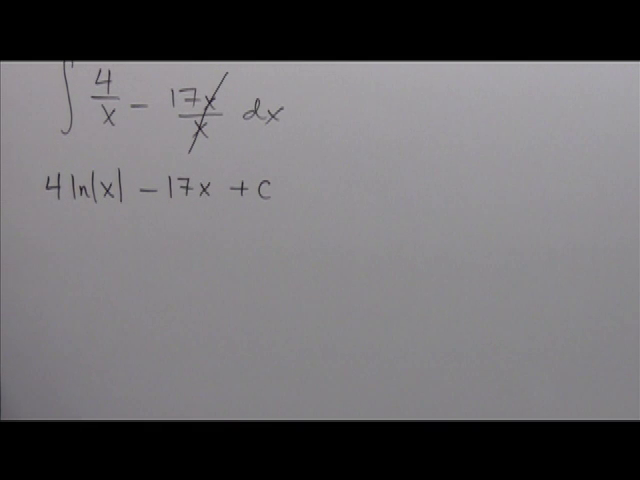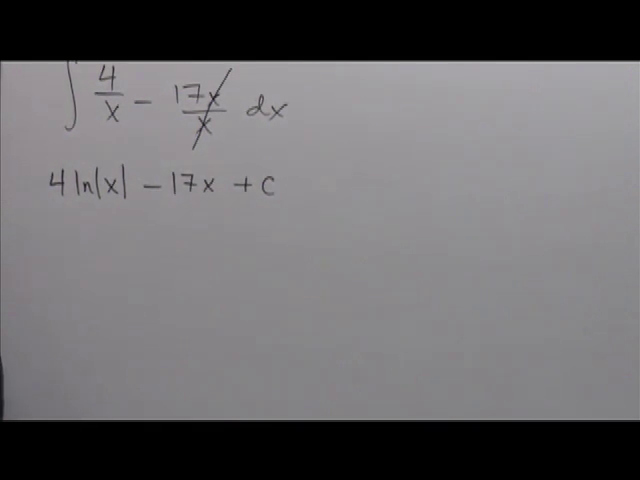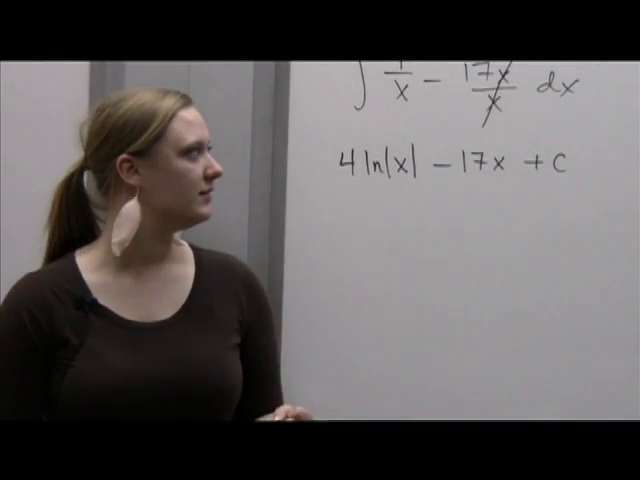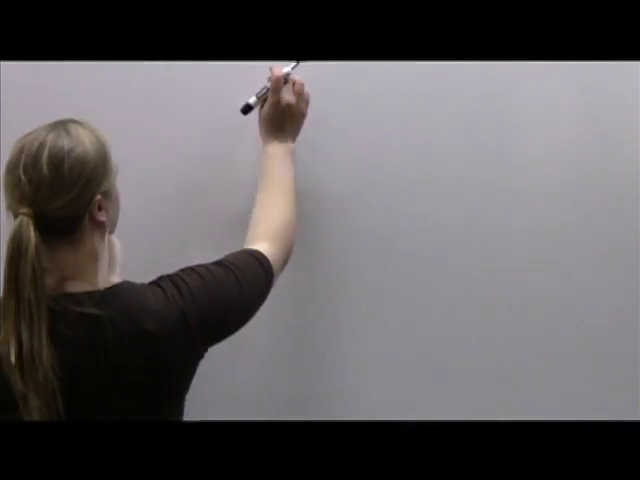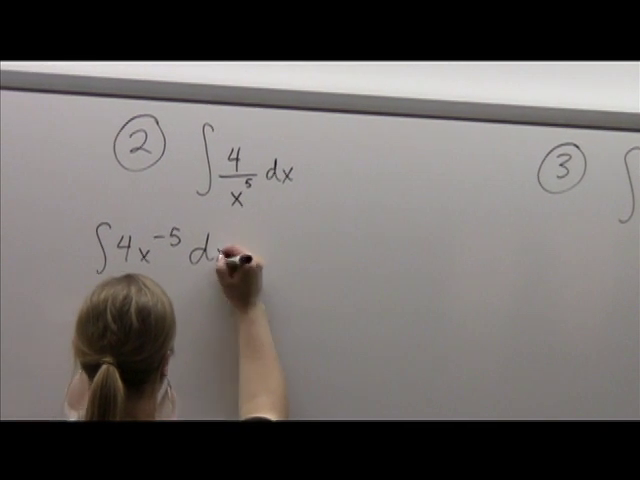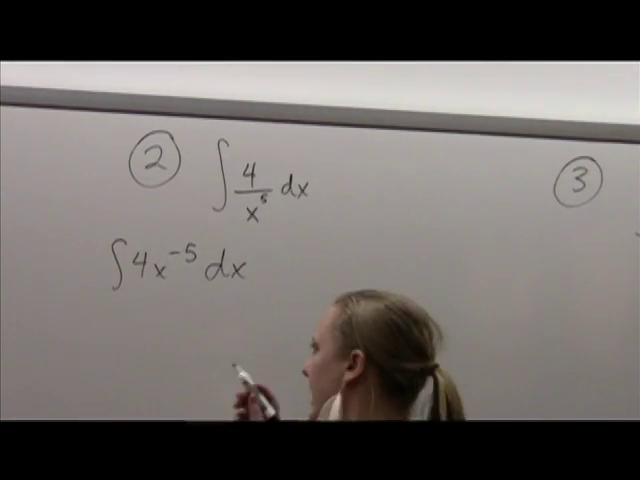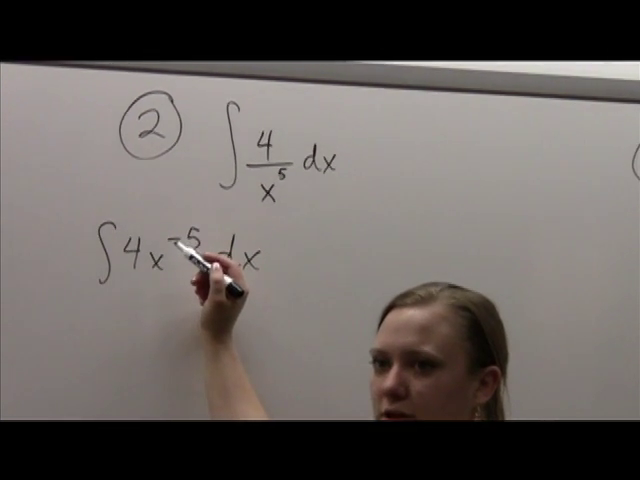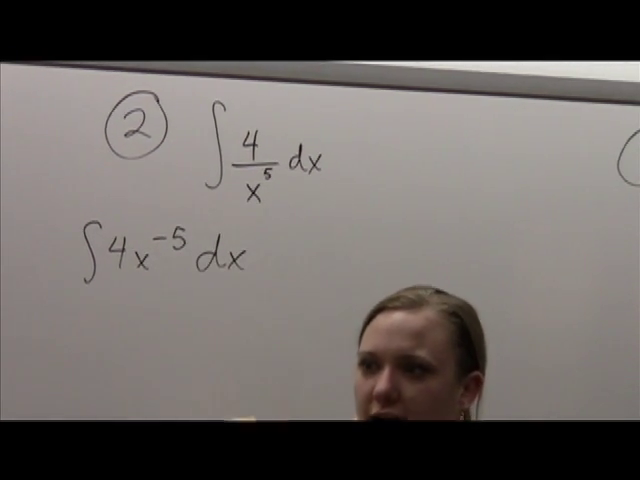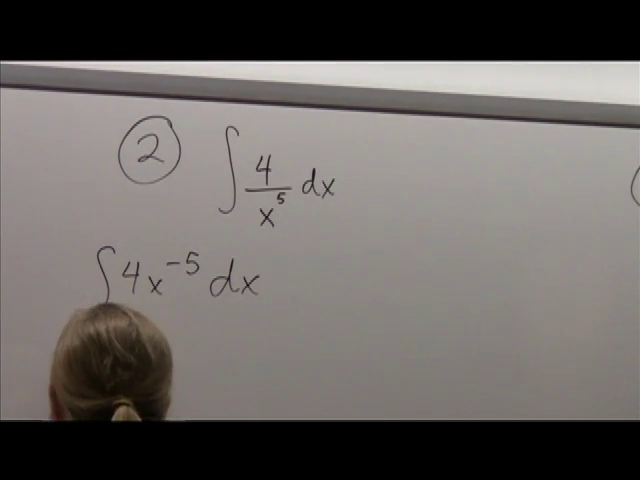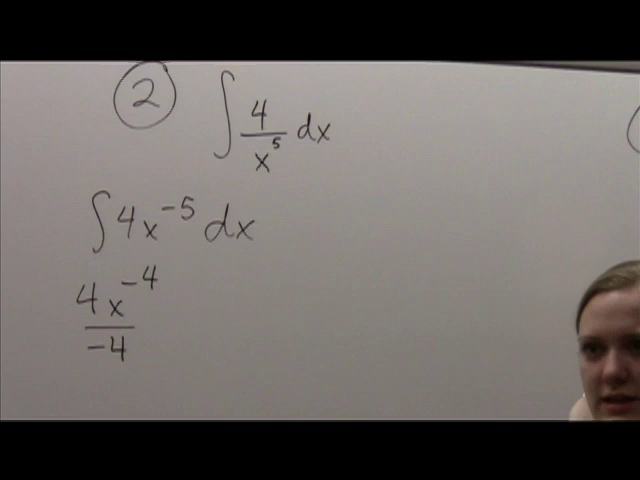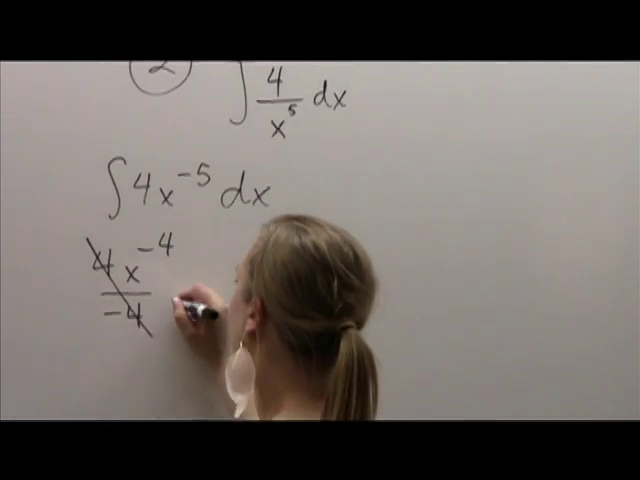I hope you guys got it right. Yeah? Not too bad? Okay, this one, you just have to rewrite it so that it's like 4x to the negative 5. Now, the most common mistake on the negative powers is that when you add one to the power, you're actually making it more negative, like negative 6. When you're adding to a negative power, it gets smaller. Does that make sense? These would cancel.